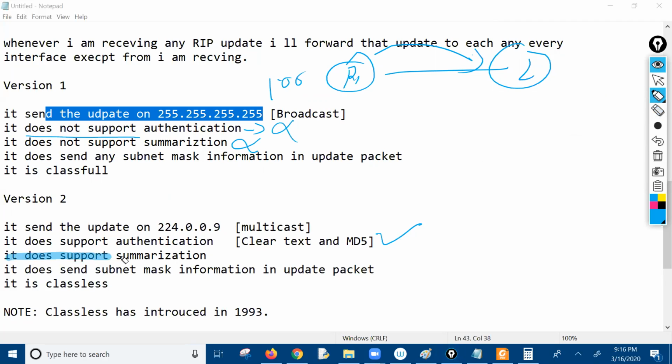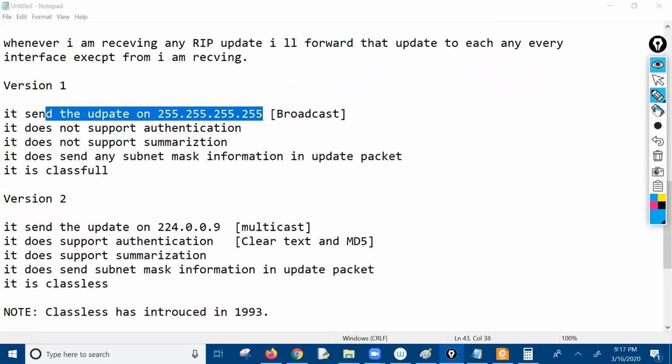It does not support summarization. We'll discuss summarization in much more detail in the EIGRP part. Okay. With summarization, we can reduce the size of the routing table. Then it does not send the subnet mask information in the update packet. What is the meaning of that?